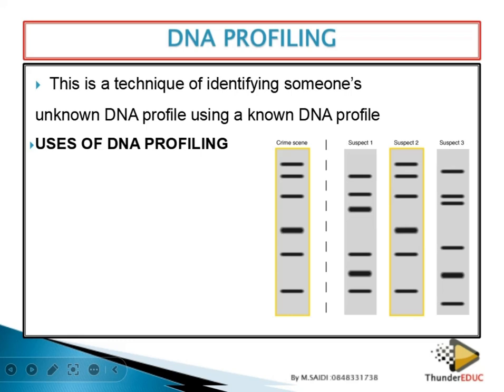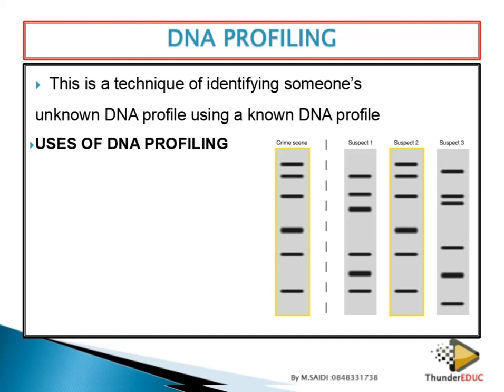This one matches. This one matches. This one matches. This one matches. And this one, you can see that this one is a crime scene. Suspect 2 is a 100% match with the DNA profile found at the crime scene. So you can now conclude that suspect 2 is the one who left his DNA at the crime scene. And then he'll have to explain how his DNA got to the crime scene.